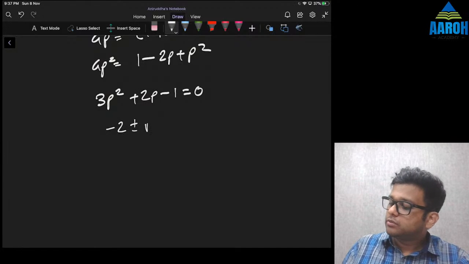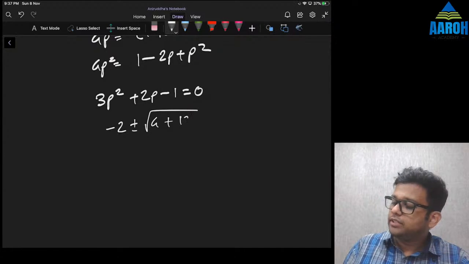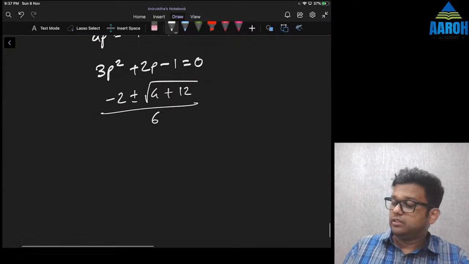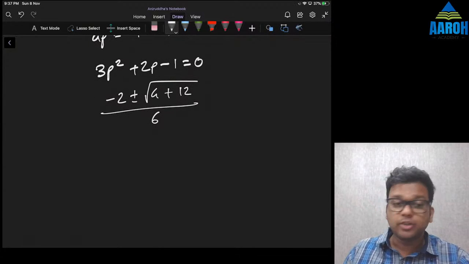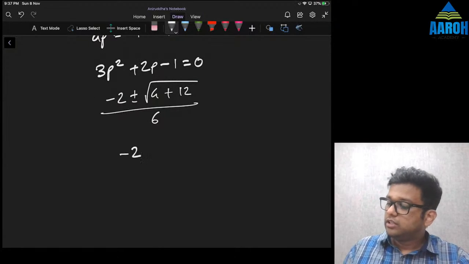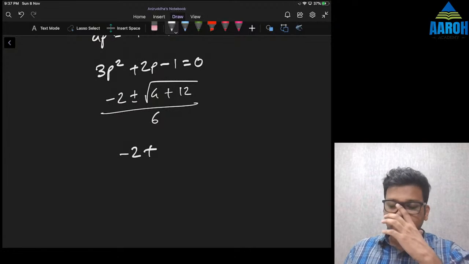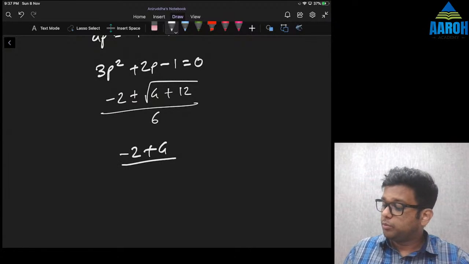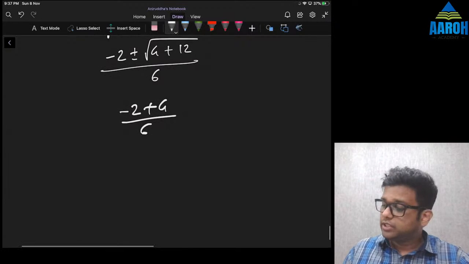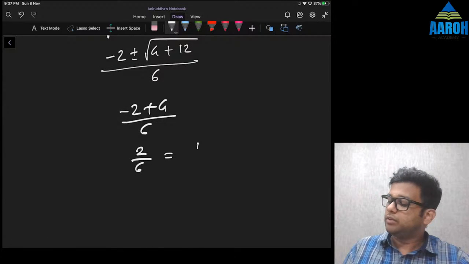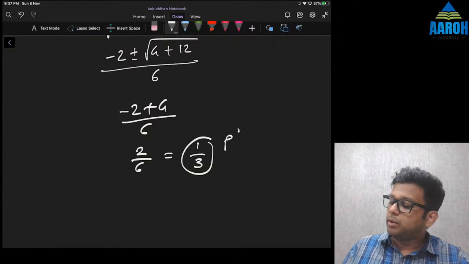Minus b plus minus square root of b square minus 4ac upon 2a. So that is negative, we can ignore because negative probability is not going to be there. So minus 2 plus root of 4 plus 12 is 16, root 16 is 4, upon 6. 4 minus 2 is 2 by 6, that is 1 by 3. This should be probability of success.